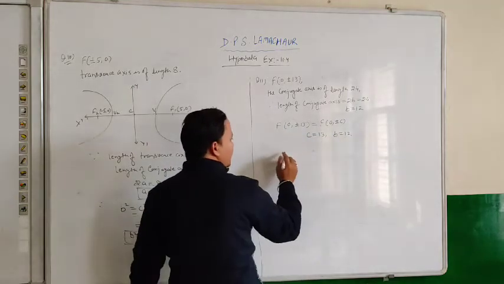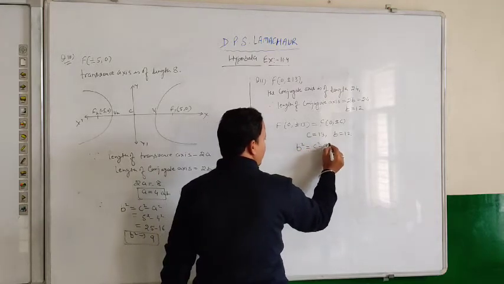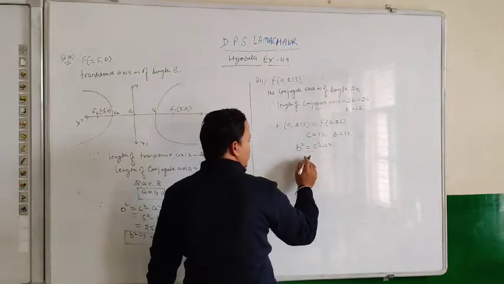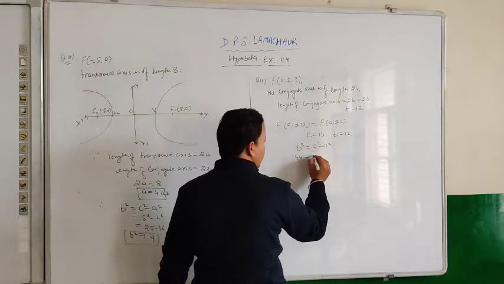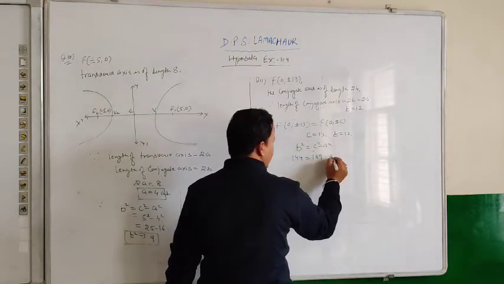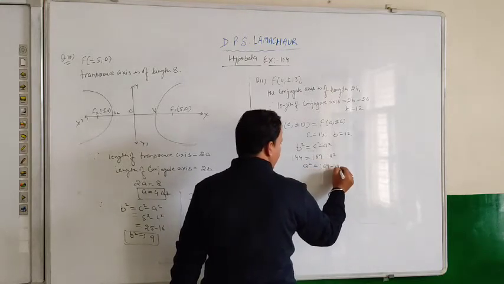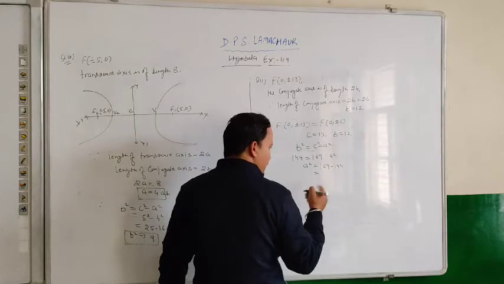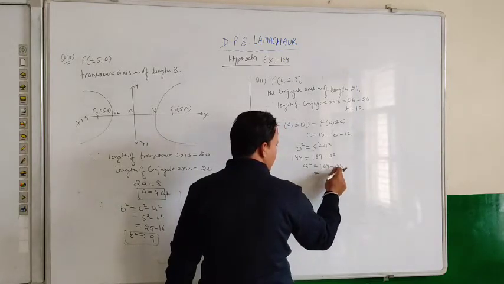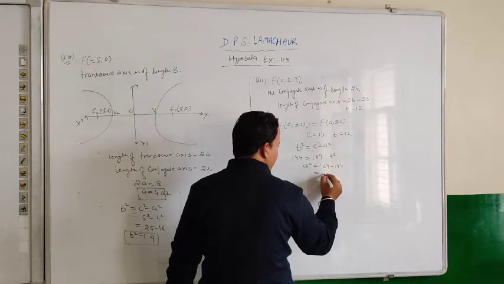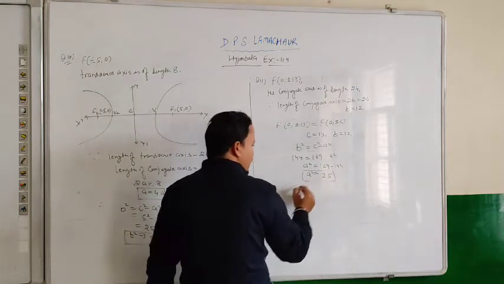Now, the relation between a, b and c is b square is equal to c square minus a square. So, now putting the values here, b square means 144, c square means 169 minus a square. So, the value of a square is equal to 169 minus 144. Subtracting: 9 minus 4 is 5, 6 minus 4 is 2, 1 minus 1 is 0. So, the value of a square is 25.